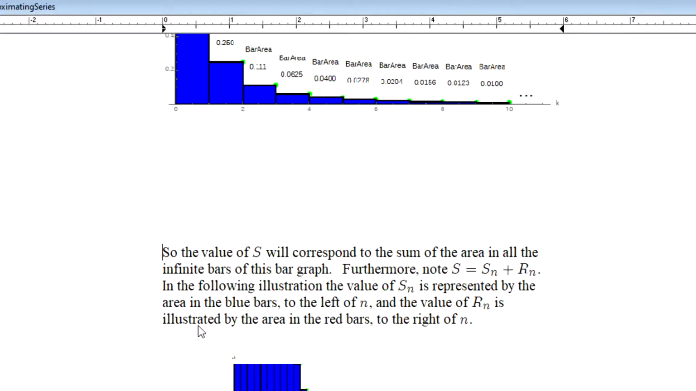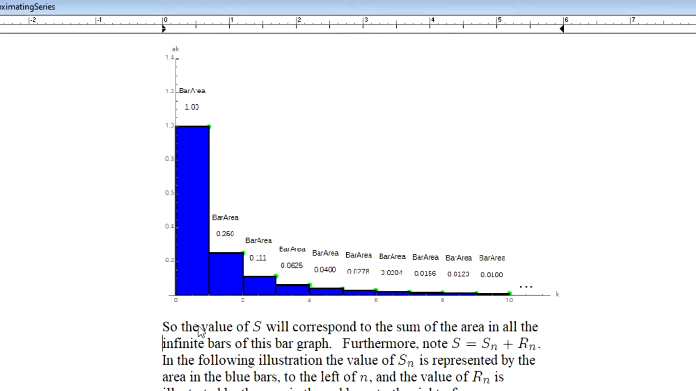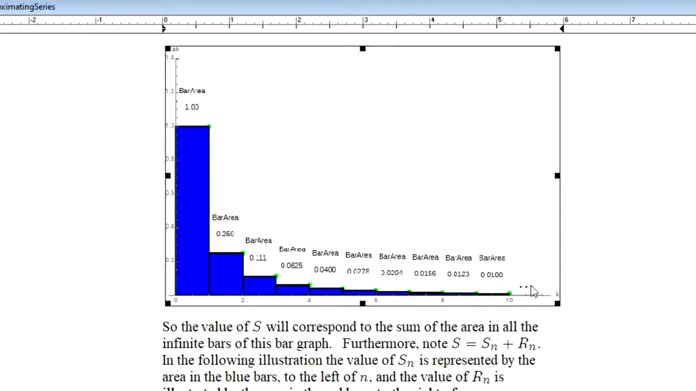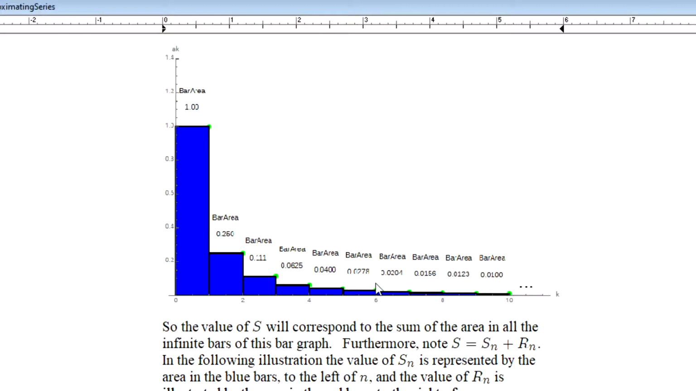If we take this a little further, let me go ahead and scroll up here. The value of S, that infinite summation, will correspond to the sum of the area in all the infinite bars of the bar graph. The value of S is going to be the sum of every single infinite bar in this bar graph. And that is why I do have the dots back here at the end, as this bar graph is going on forever to the right. We've only considered the picture for the first 10 bars here.